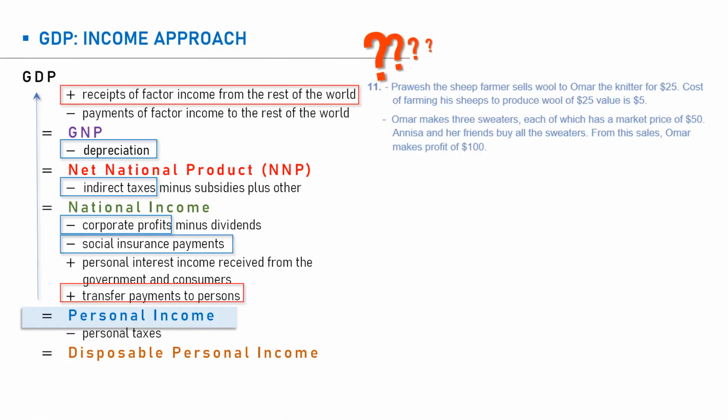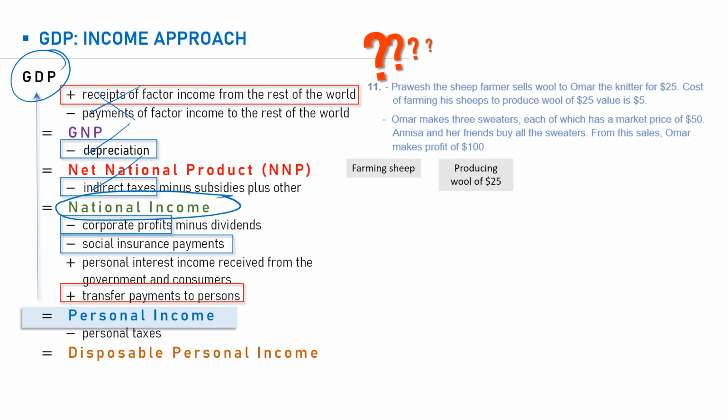Now, if we are using the income approach to find the GDP of the same problem as before, now we have to find the income resulting from any activities in this situation. First of all, of course, we can identify from the questions that the receipt or payment of factor income, depreciation, and indirect tax are not there. All right, so basically GDP in this situation will be the same as the national income. And now let's try to find out the income from each activity.